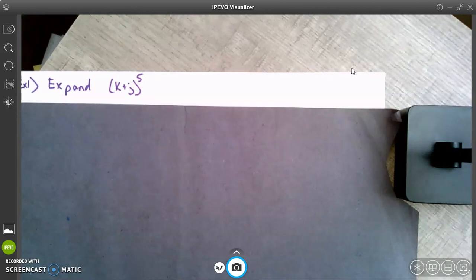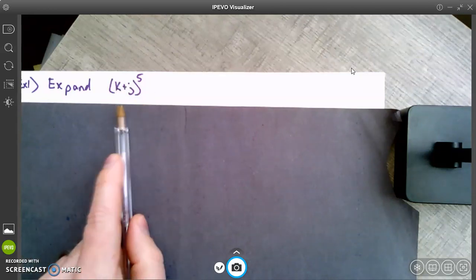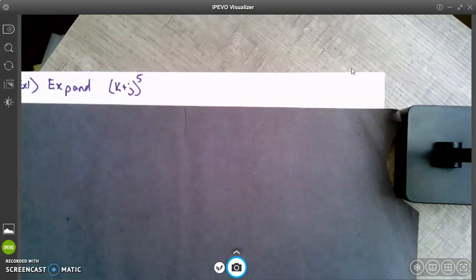Thing number two we'll do, and we'll see if I can squeeze it in this video, is finding specific terms. Like, what if I just wanted to say, what is the fourth term of this expansion? Okay, I don't want to have to multiply them all out just to find the fourth one. And in fact, I don't even have to do the expansion. I'll show you guys a shortcut to find the fourth term of these type of things. Okay, so let's start with our first one.